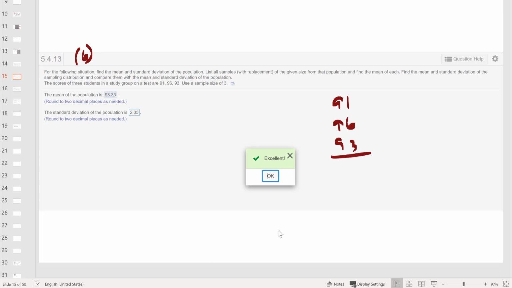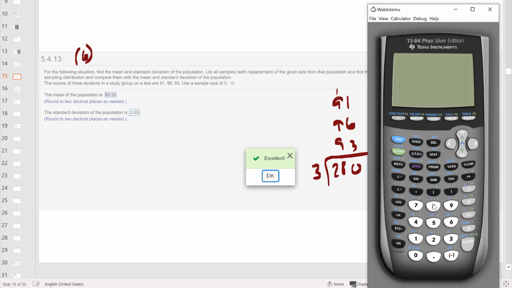Right there, that's going to be 9, 10, that's going to be 27, 28. Then we divide that by 3, and just use a calculator if you need to be here. Here it is. Thank you, it turned off. Alright, 91 plus 96 plus 93, and we're good to go. Divide that by 3, and 93.33.